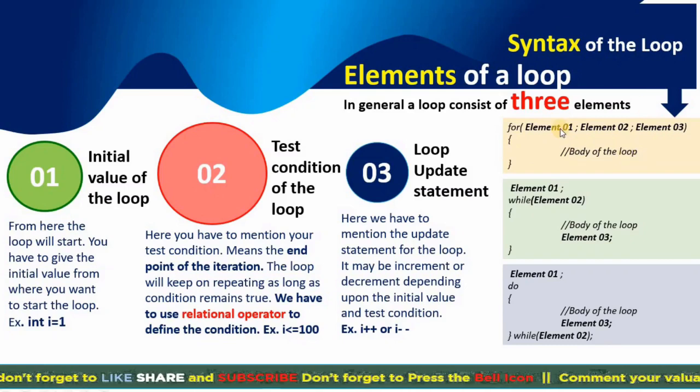Whatever test condition, initial value and update you set, depending upon that, this loop will automatically execute for that number of times. Okay, so remember, this is the syntax of the for loop. So try to understand this particular structure of the for loop. And after that we have this structure, which is the while loop.